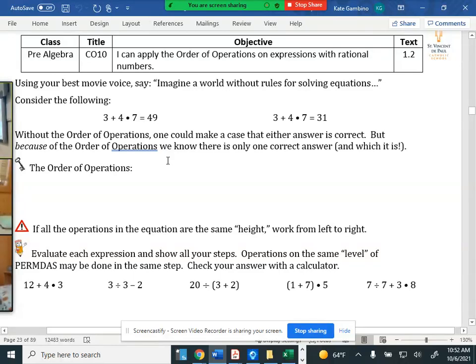Okay, today we are working on CO10, I can apply the order of operations on expressions with rational numbers. So that's when we're coming back to that PERMDAS that we've been talking about.